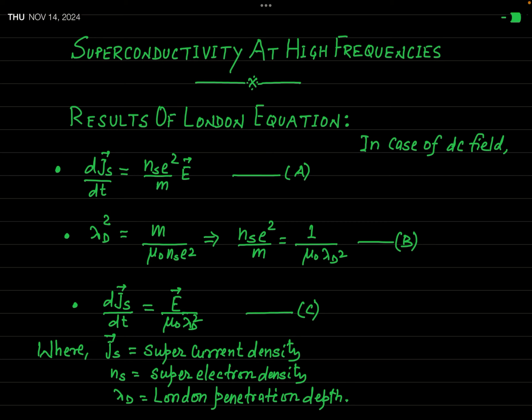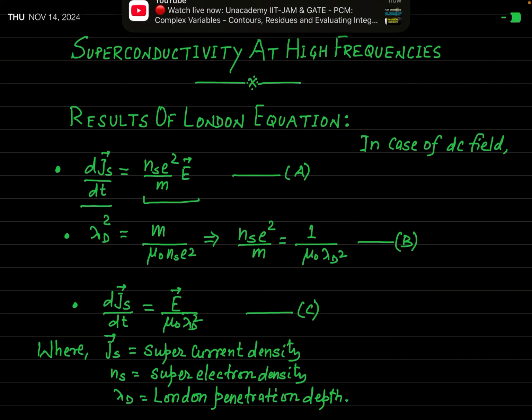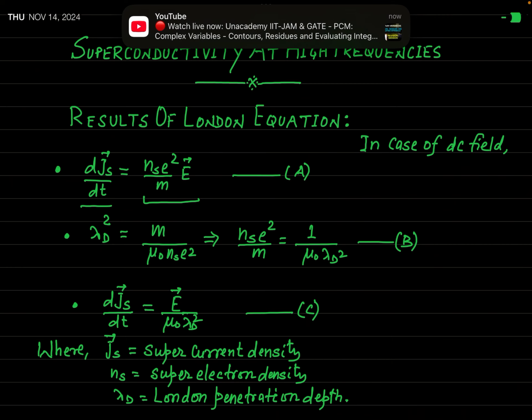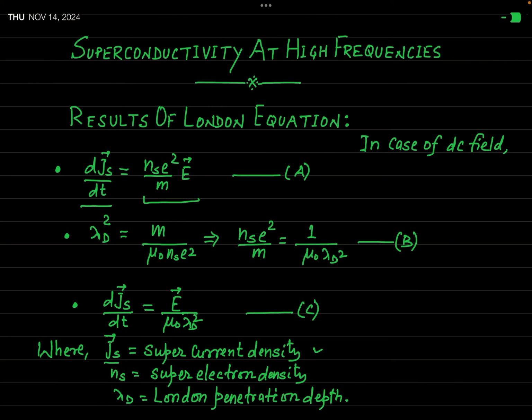You can remember that one of the most important results, which is called the London first equation, we have derived in this way. This was dJs by dt equal to ns times e square over m times E. Here Js is the super current density and ns represents the super electron density. It means it is the number of super electrons per unit volume. m is the mass of the electron, E is the electric field, and small e represents the charge of the electron.